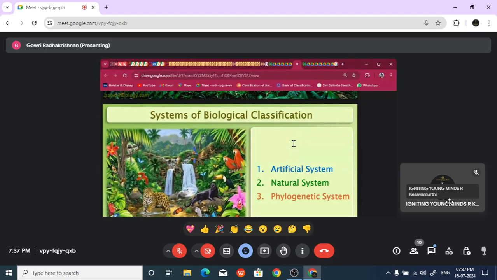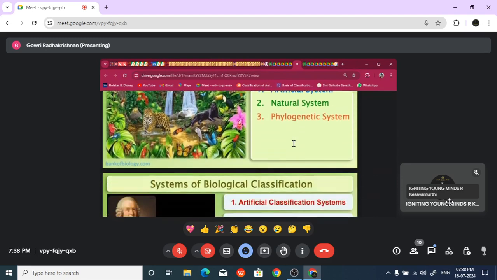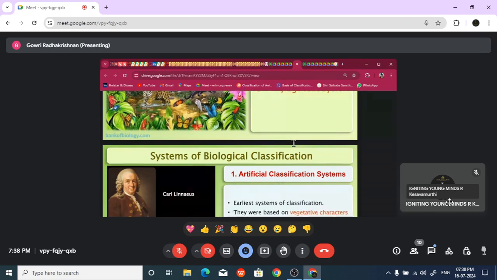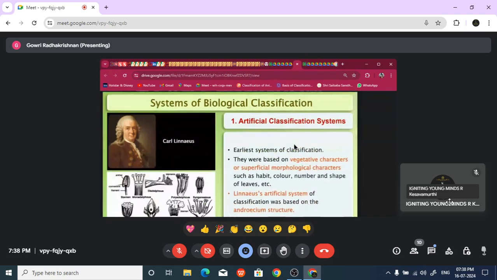Artificial system, natural system, and phylogenetic system. See, phylogenetic system, we have already answered a question in this. If you remember, last week we answered a question in this. Okay, now artificial classification system, what is it? Carl Linnaeus, actually, earliest system of classification. They were based on vegetative characters or superficial morphological characters.